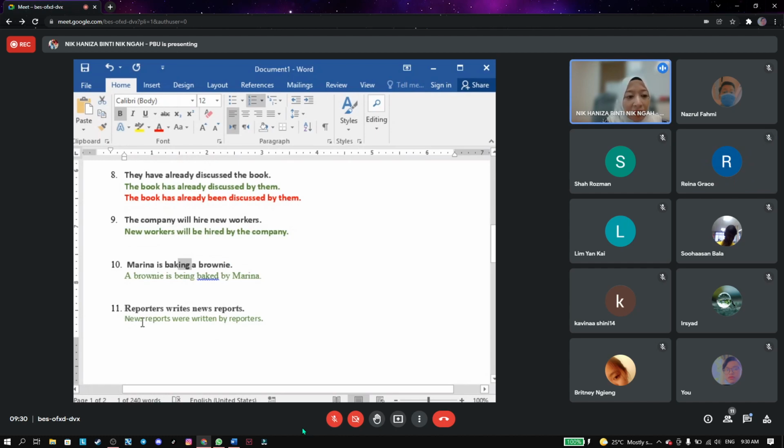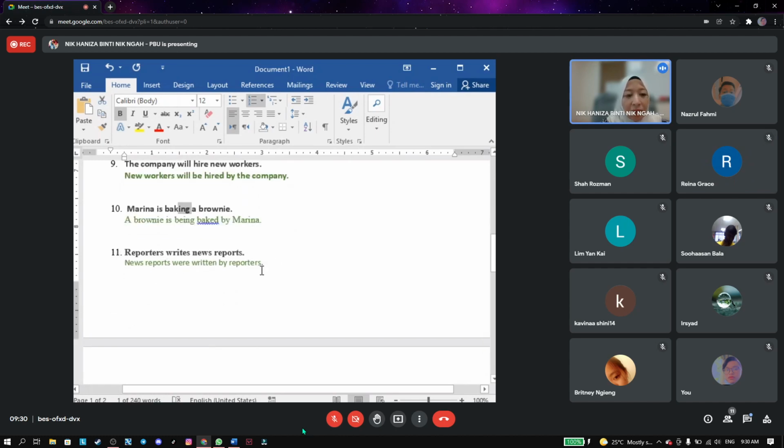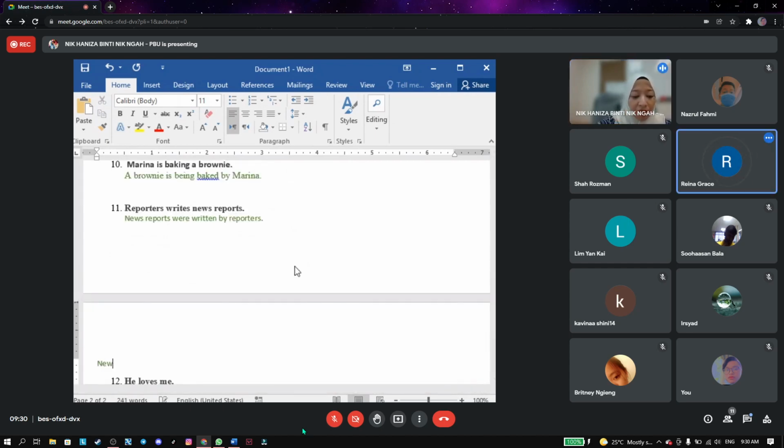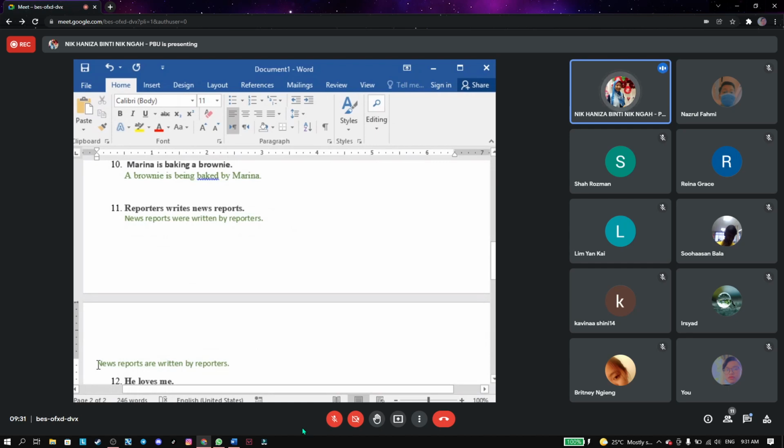Now, number 11. Reporters writes new reports. News reports were written by reporters. Is it correct? No. Okay, Rena, no. Why not? Because writes is present tense, so it's supposed to be are. Okay, so news reports are written by reporters. Yes, are written by reporters.